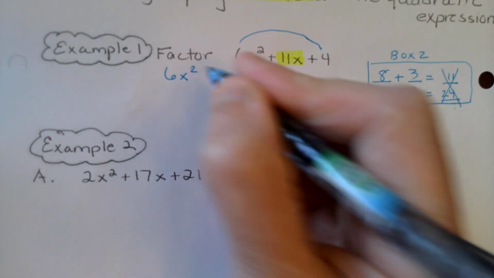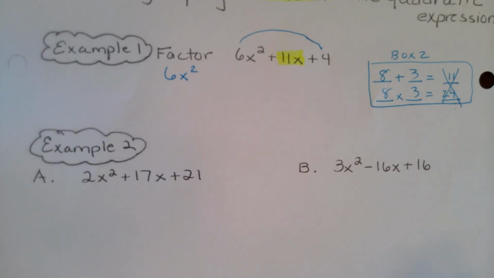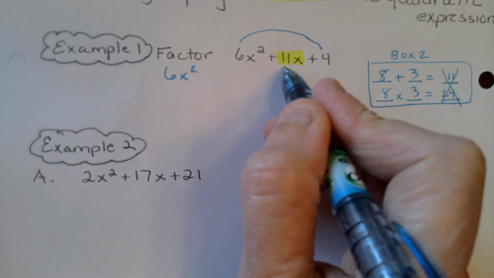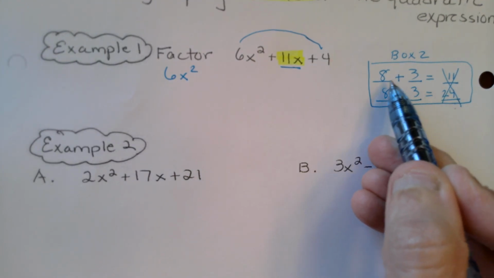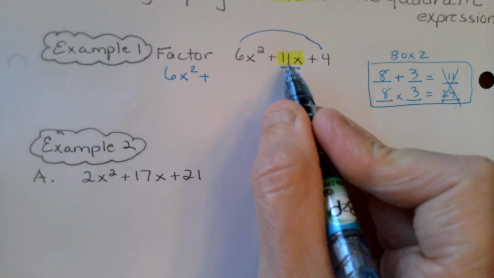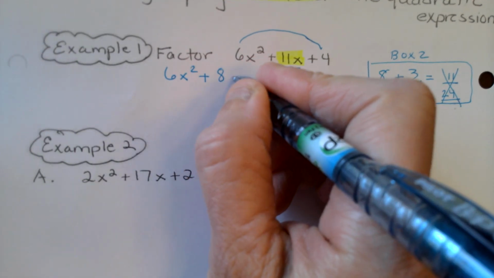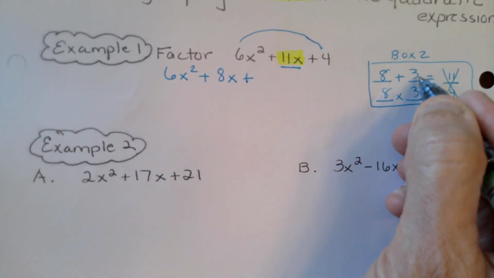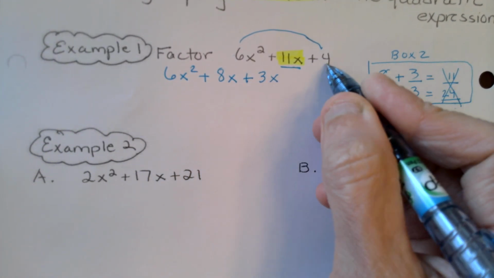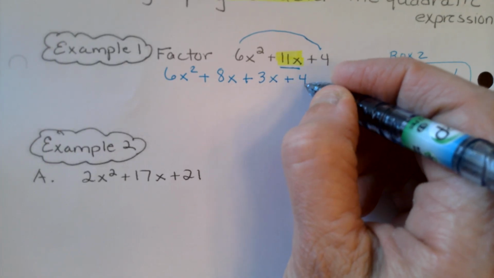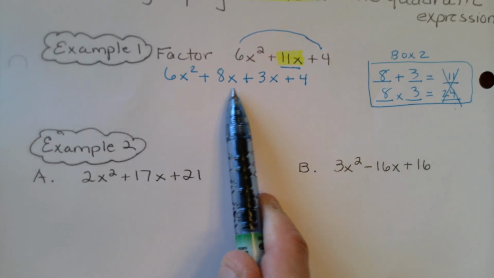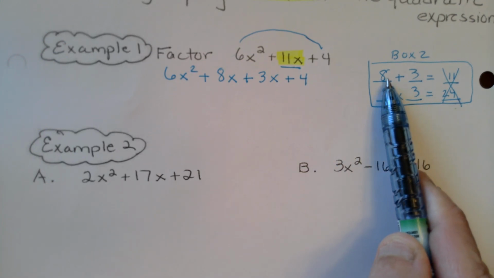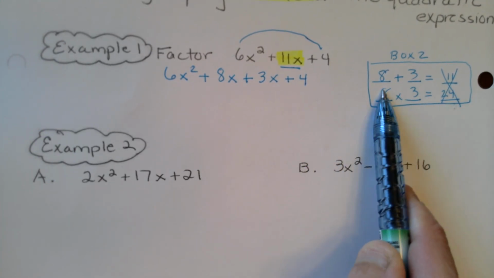So the 6x squared is exactly the same. And the 4 is the same. I'll do that at the end. But this middle term right here, I'm going to now write two other terms. So I'm going to do plus, but instead of writing 11x, I'm going to put 8x. You got to put the x with it, though. You can't just put these numbers. Plus 3x. And then the last term is the same, plus 4. So do you see how 8x plus 3x is the 11x? And how 8 and 3 come from our box.